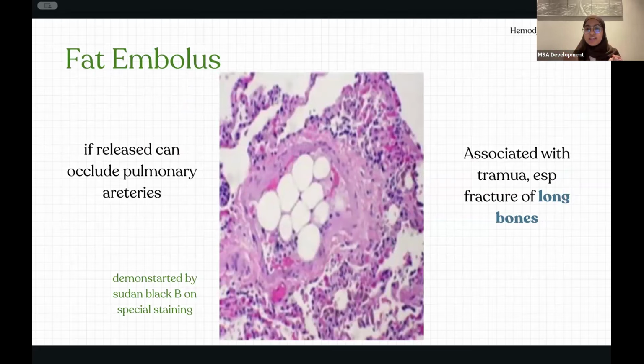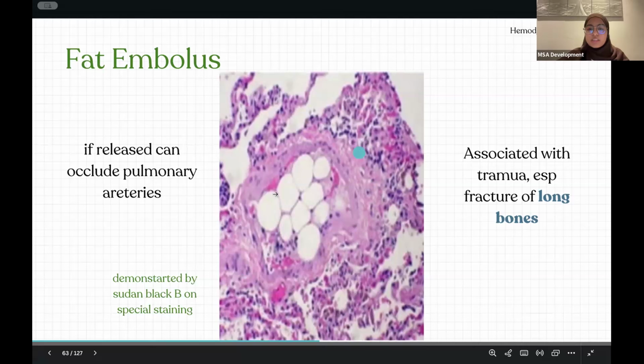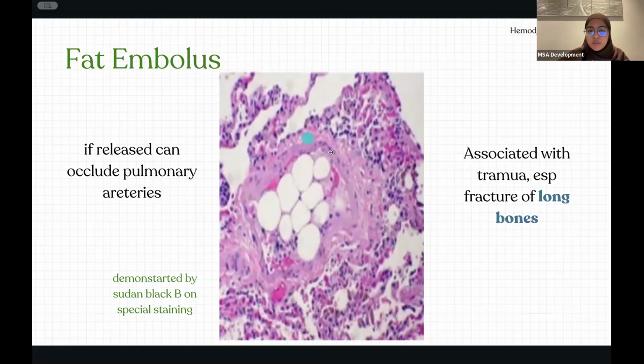So when there's a fracture, that fat becomes released, and it can occlude the pulmonary arteries. And you can see in this picture, the little circles here, the ones that look like empty circles, but they're actually adipocytes, fat. They occluded the pulmonary arteries. And this can be demonstrated by a Sudan black B special staining. This is important because I saw this in an MCQ. They brought you this picture and they asked what type of staining can be used to demonstrate this.